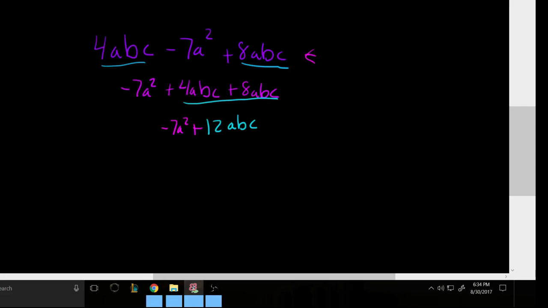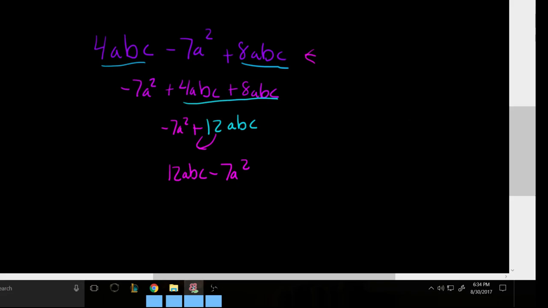Alright, now for B it says 12abc minus 7a squared. Now this is similar to what we have, but remember we can apply the commutative property again and move this 12abc over, and we would get 12abc minus 7a squared, which does match what they've given us for B. So B is a possible answer. But remember this says circle all answers, so we've got to check the other ones. So B is definitely an answer.